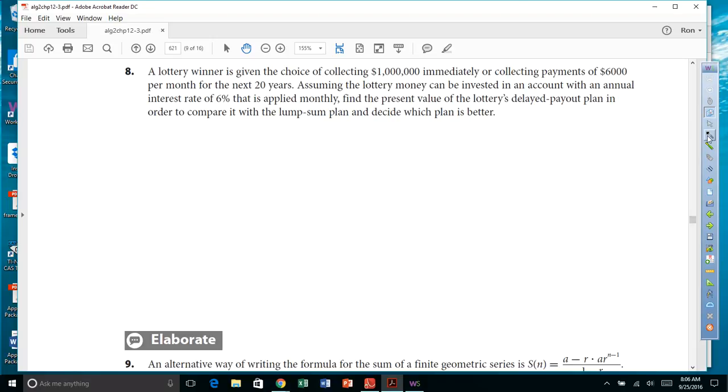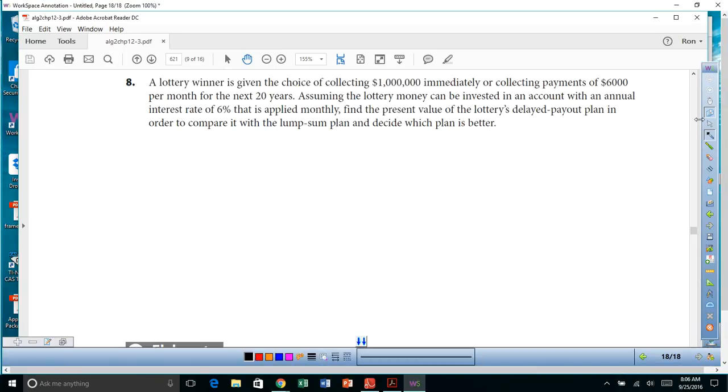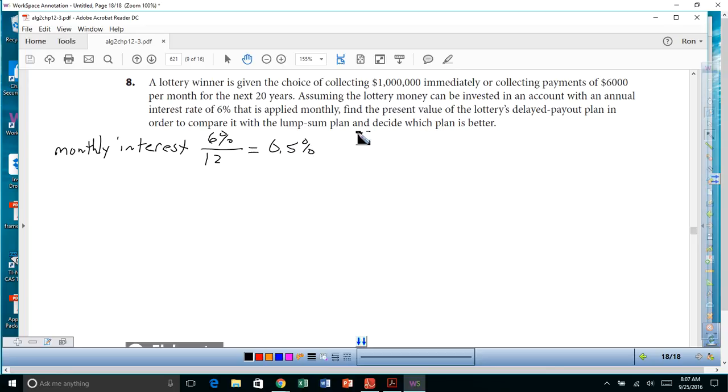Okay, couple things. What do we need? Well, the monthly interest. Now, that's 6% divided by 12 months. That's going to give you 0.5%, or 0.005.